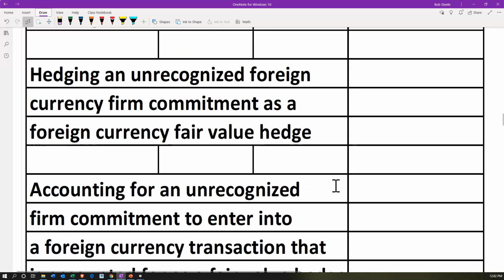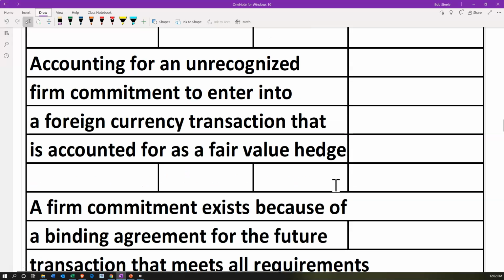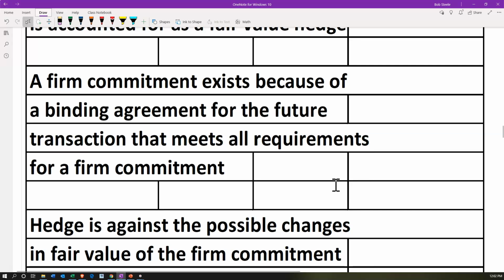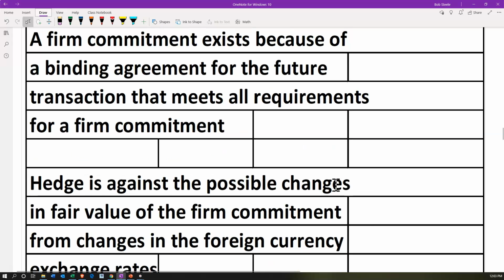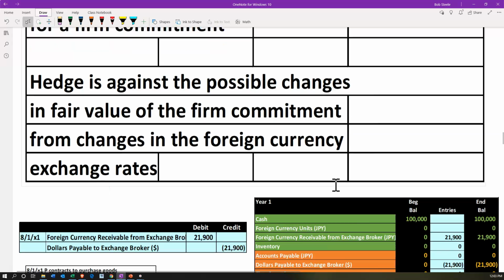Then we have the hedging of the unrecognized foreign currency firm commitment as a foreign currency fair value hedge, accounting for an unrecognized firm commitment to enter into a foreign currency transaction that is accounted for as a fair value hedge. A firm commitment exists because of the binding agreement for the future transaction that meets all requirements for a firm commitment. So we have basically that binding agreement to have a transaction on 8/1. And then the hedge is against the possible changes in fair value of the firm commitment from the changes in the foreign currency exchange rates.